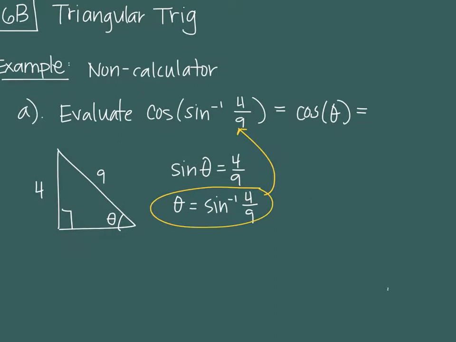And for cosine of theta, I need to know the adjacent side. That's where the Pythagorean theorem comes in handy to figure out the value of that adjacent side, that b value. So a squared plus b squared equals c squared: 4 squared plus b squared equals 9 squared, so that's 16 plus b squared equals 81. So b squared is 65. So the value of b is going to be the square root of 65.